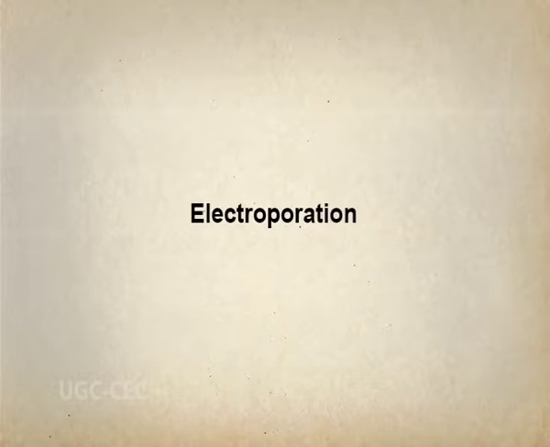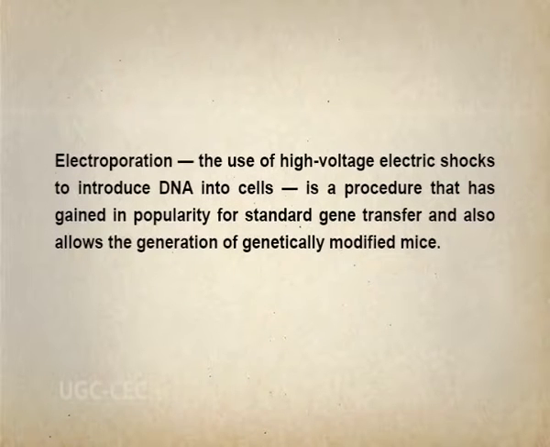In the next method of transferring recombinant DNA, we have electroporation. Electroporation is the use of high voltage electric shocks to introduce DNA into cells. It is a procedure that has gained in popularity for standard gene transfer and also allows the generation of genetically modified mice. It can be used with most cell types, yields a high frequency of both stable transformation and transient gene expression, and because it requires fewer steps, it can be easier than alternate techniques.